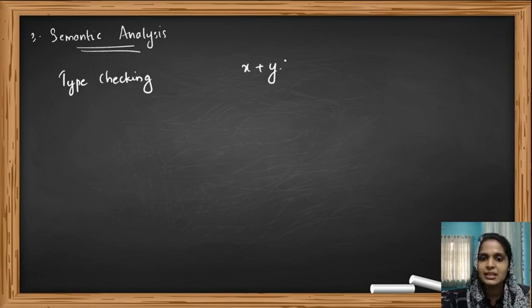Suppose x is an integer and y is a float, then the result will be either an integer or float depending on the value in which we are storing it. Suppose z is initialized as integer, then the result will be stored as integer. Suppose z is initialized as float, then the result will be stored as float, right? So actually what we are doing there is coercion. That is, we are automatically converting a float to an integer or an integer to a float.